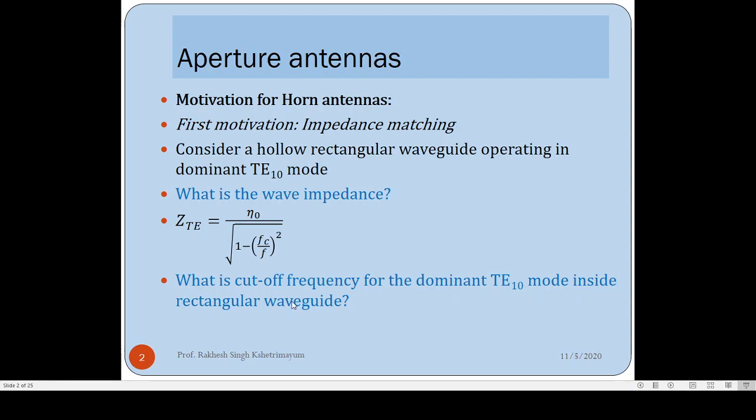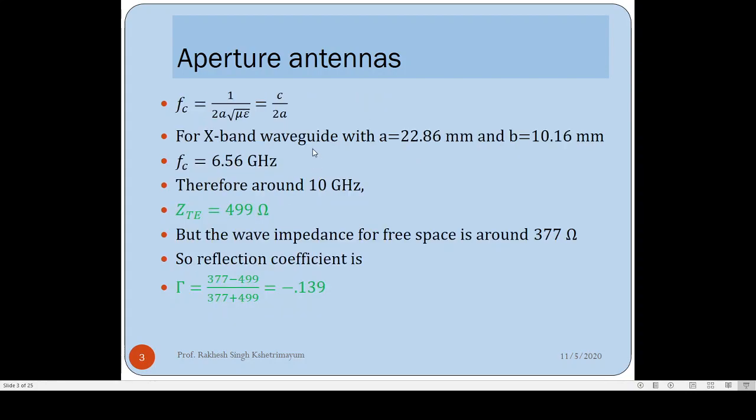So let us try to find out the cutoff frequency for the dominant TE10 mode inside the waveguide. Let us consider the X-band waveguide. X-band waveguide usually has an operating frequency from 8 to 12 GHz. So let's see what is the cutoff frequency for the standard X-band waveguide of dimension a equal to 22.86 mm, b equal to 10.16 mm.